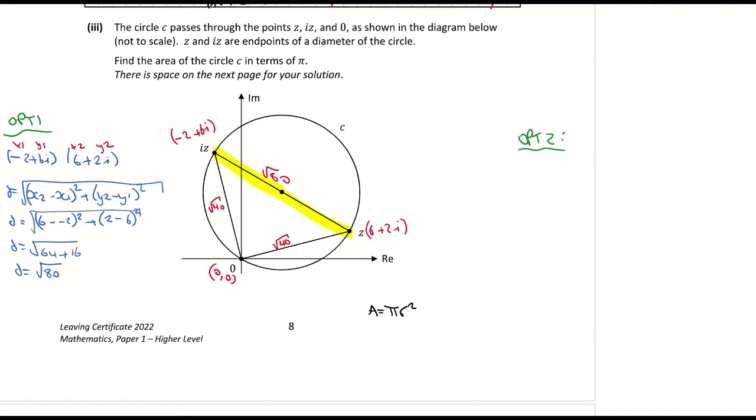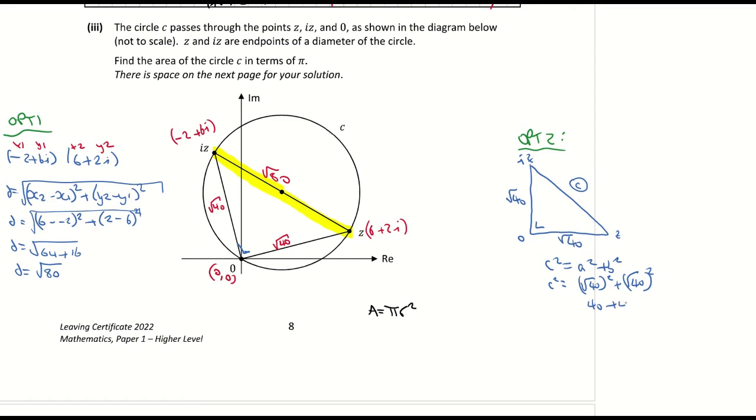Now, another way you could have done that is to look at the triangle in the circle. This would be iz, down to z, back to the origin. The triangle which goes through the diameter of a circle and touches a point on the circle is a 90-degree triangle. So we could have used Pythagoras' theorem here also to get the square root of 80. Let's just do it out to be sure. This would be my c here, the hypotenuse. So c squared is equal to the square root of 40 squared plus the square root of 40 squared, which is 40 plus 40 equals c squared. c then is equal to the square root of 80. So both options are fine.